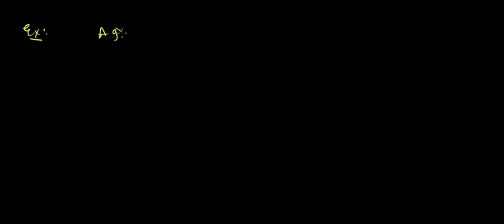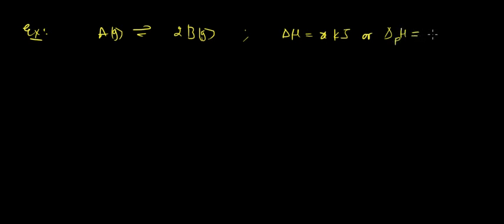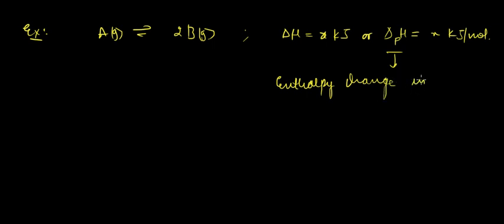We have Ag getting converted into 2 moles of Pg. Okay, so in here we can say that let's suppose delta H for this reaction is k kilojoule, or we can also write that delta H at constant pressure, which is nothing but change in enthalpy, is x kilojoule per mole. So this is nothing but enthalpy change in chemical reaction.